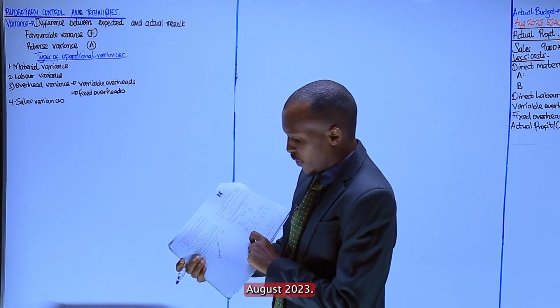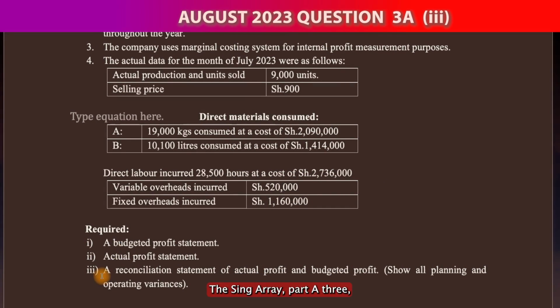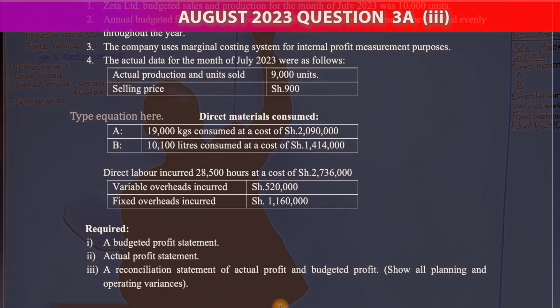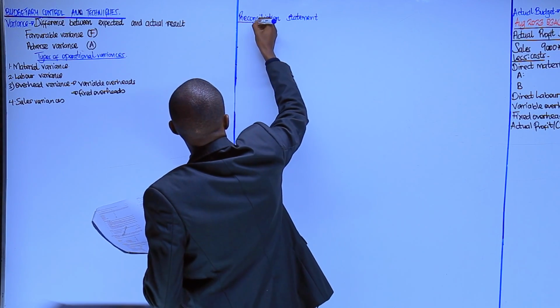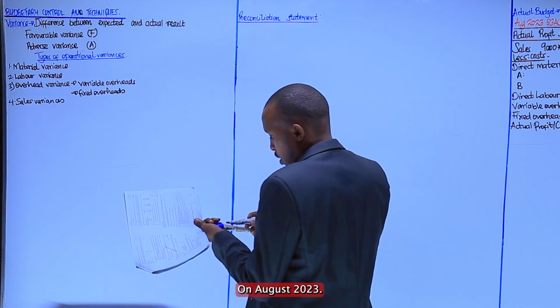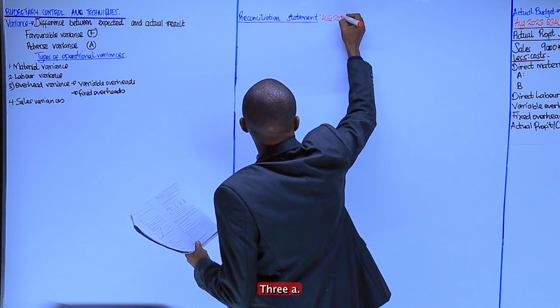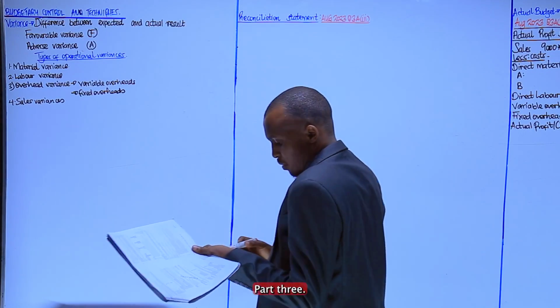So August 2023, they're saying part A 3, a reconciliation statement of actual and budgeted profit showing the variances. Reconciliation statement. We want to tackle August 2023, 3A part 3.